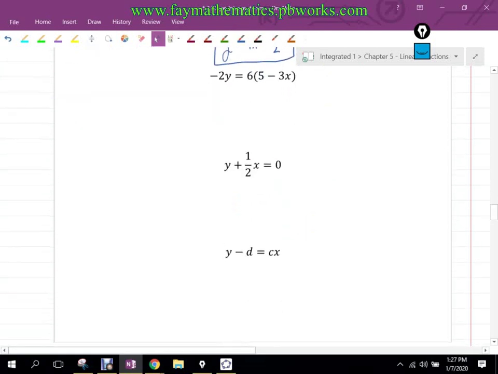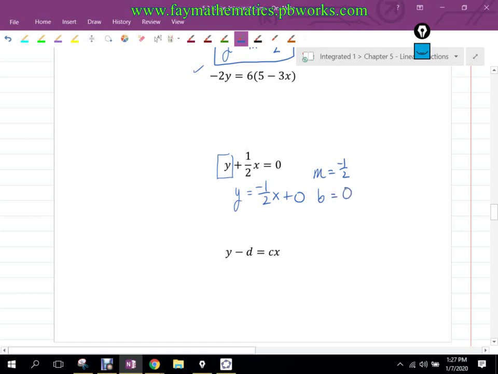Let's come down. Let's do one more here. Or actually, we'll do 2 more. But I want to skip this one first. Let's do this one. How do I get y by itself there? Okay, so I get y equals negative 1/2 x plus that 0 there, right? Does that make sense? Okay. What's my slope there? And what's my y-intercept?